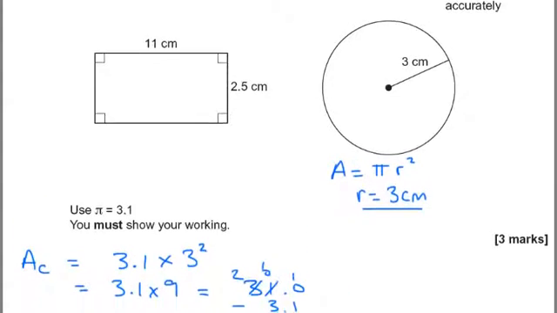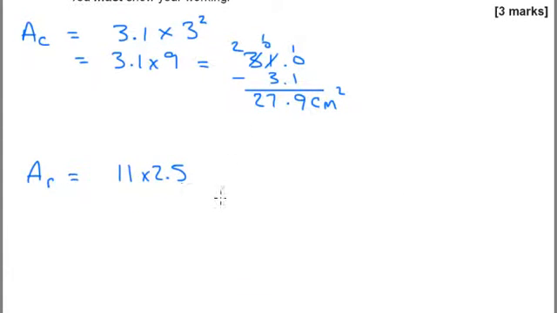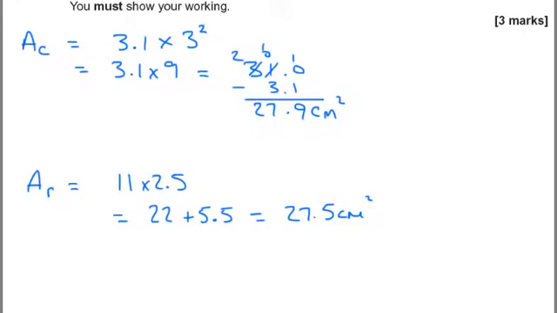Area of the rectangle now. So area of rectangle is 11 times by 2.5. Again, lots of different ways that you can do this. You could times by 2 and then add another half of 11 on. So that would be 22 plus half of 11, which is 5.5, which gives us an answer of 27.5. You could do column multiplication, it doesn't really matter. Again, whichever method you use, as long as you've got one that you're confident with.